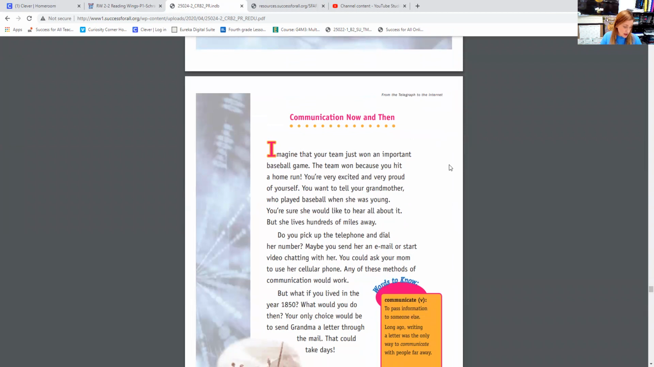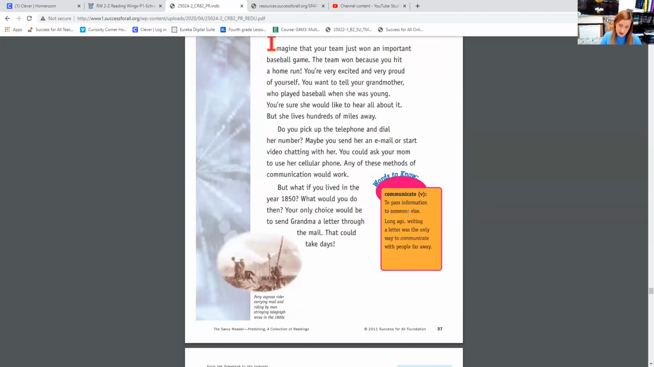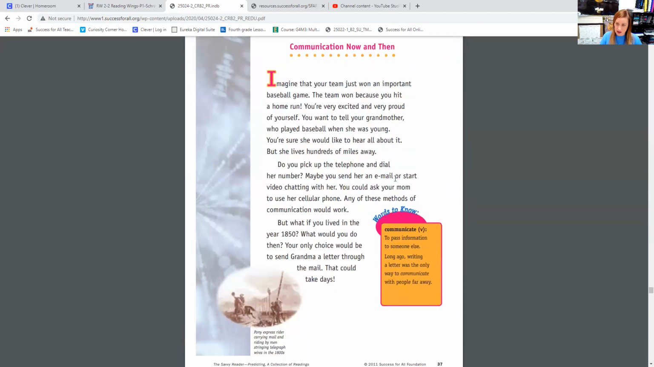There is also a text box at the bottom of the page that defines the word communicate. I think I'm going to learn a little about communication on this page. I think I'll learn communication in the past and the present. So I'm going to read this page to you.